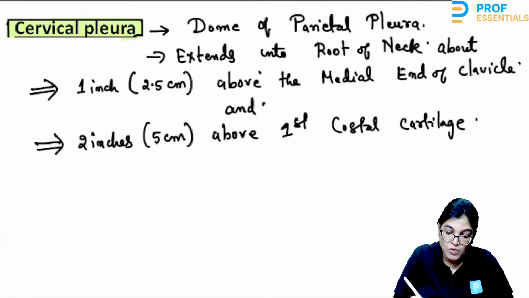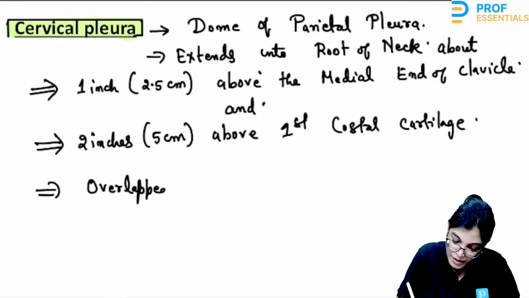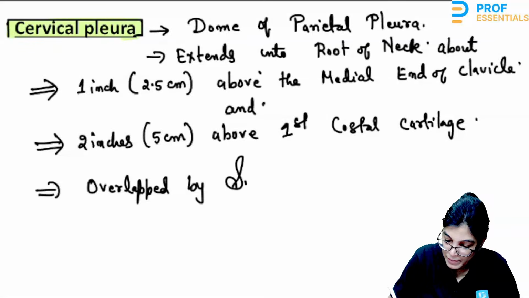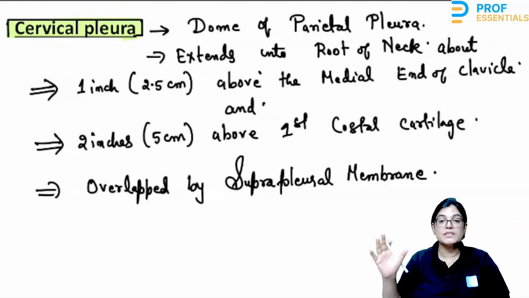Okay, and if I talk about the cervical pleura, it is overlapped by or supported by the suprapleural membrane. And what is the other name of the suprapleural membrane? In the first class, I told you, Sibson's fascia, which is the degenerated tendon of scalenus minimus muscle. This is an important point which you have to note down.